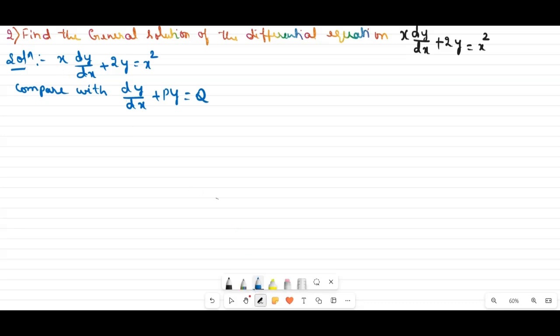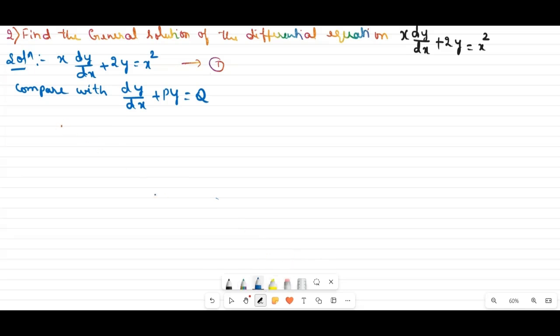Whatever x we are having has a coefficient of dy by dx. We don't want this x. So what can we do? Divide the whole equation by x. Okay, so let me do that. I will consider this as equation 1.